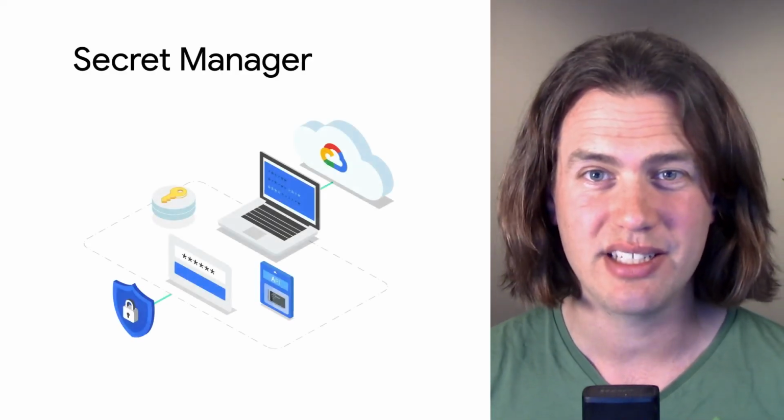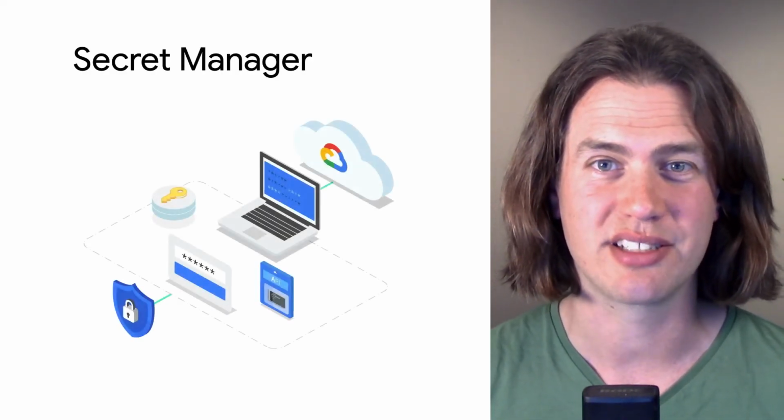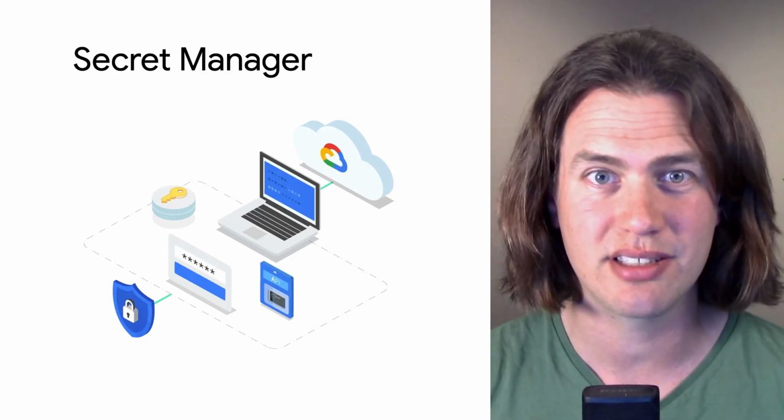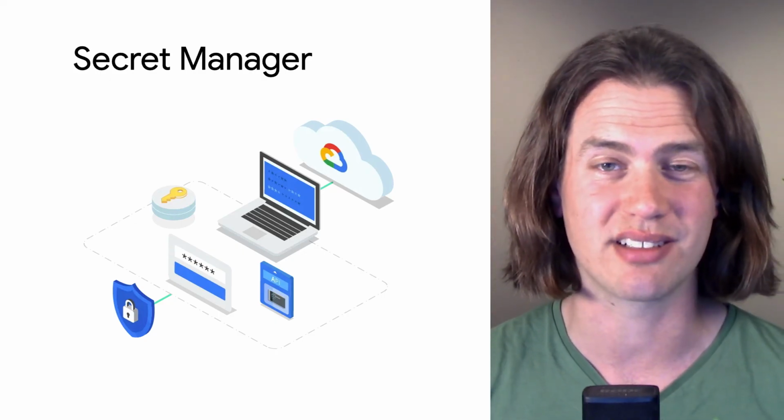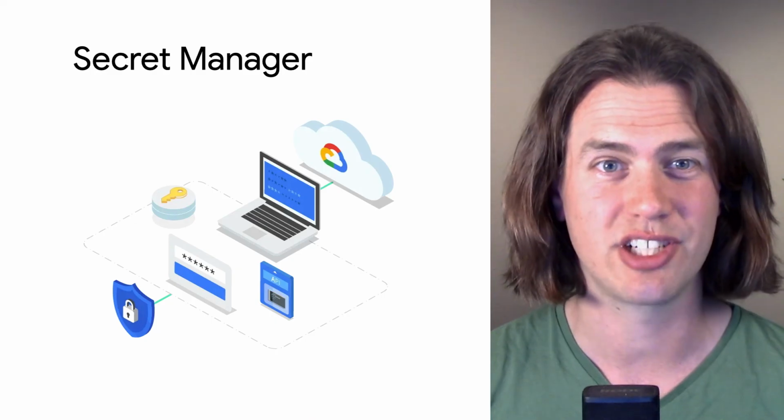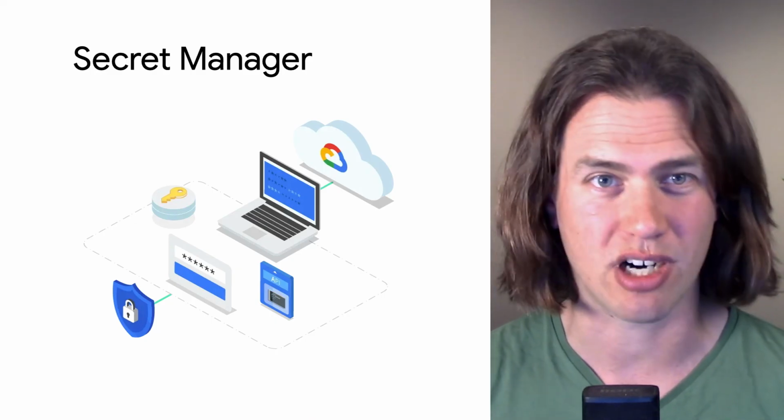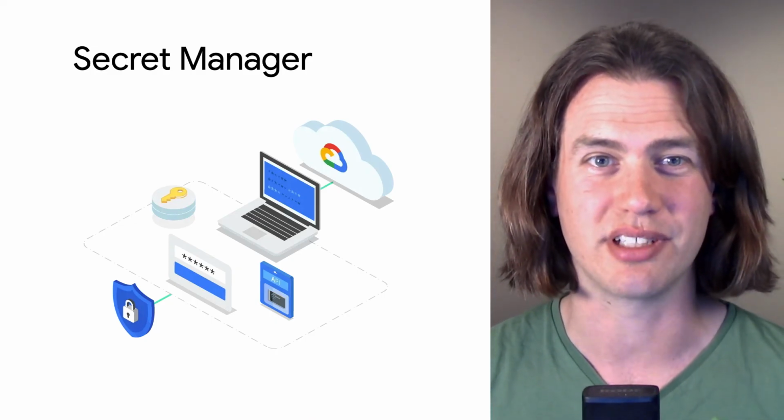Cloud Run makes it easy to do the right thing and store application secrets, like API keys or database passwords, in Secret Manager. Cloud Run can provide the secrets to your code, exposed using environment variables, or mounted as a volume.